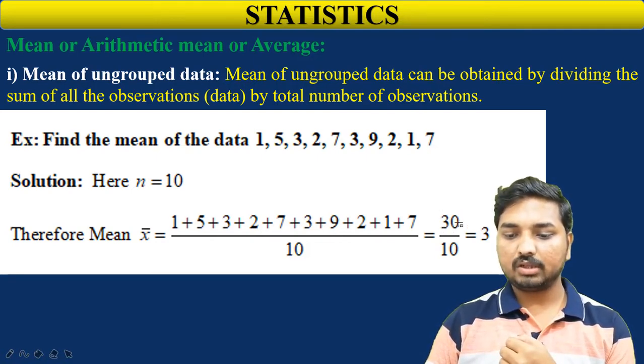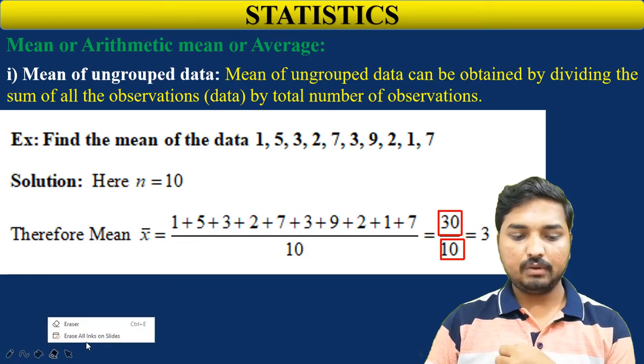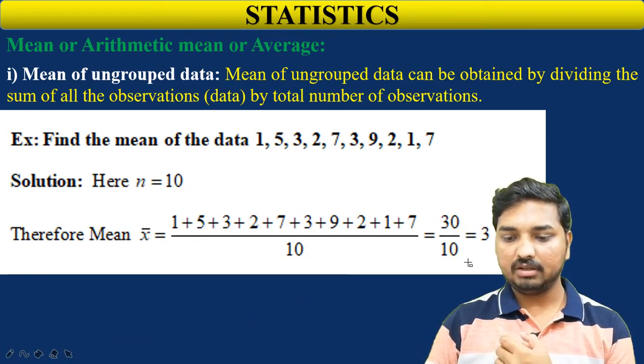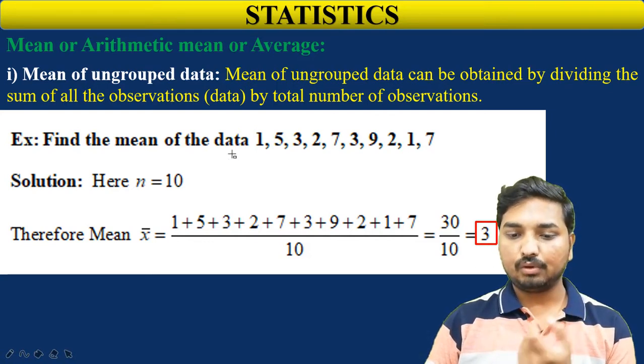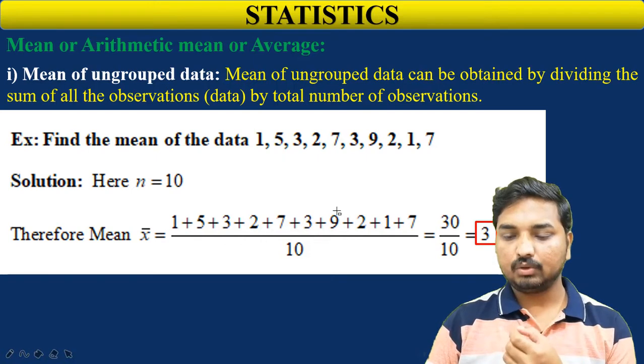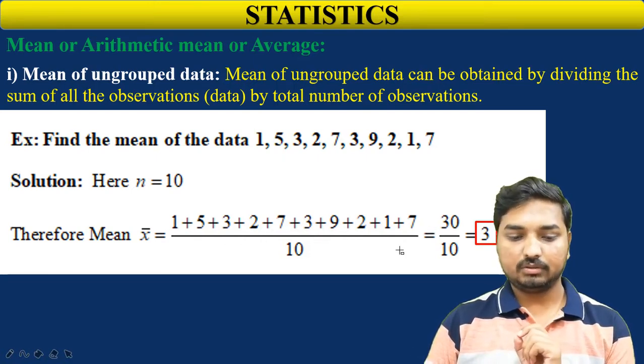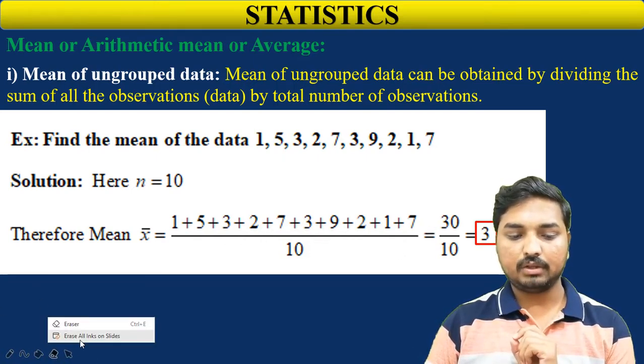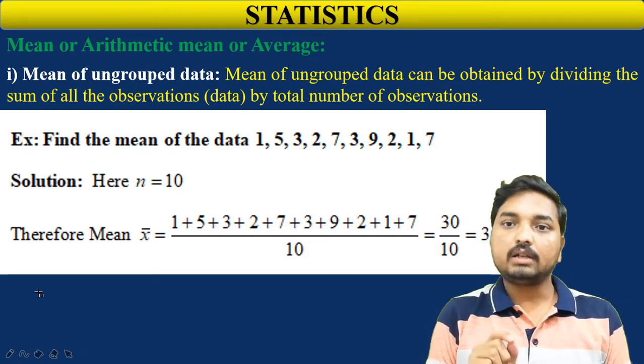The sum of all the observations is equal to how much? It is equal to 30. And in the denominator, the total number of observations is equal to how much? 30. So now if you divide these two, 30 by 10, you will get 3. So the mean of this data is equal to 3. This is the way to find out the mean of ungrouped data.